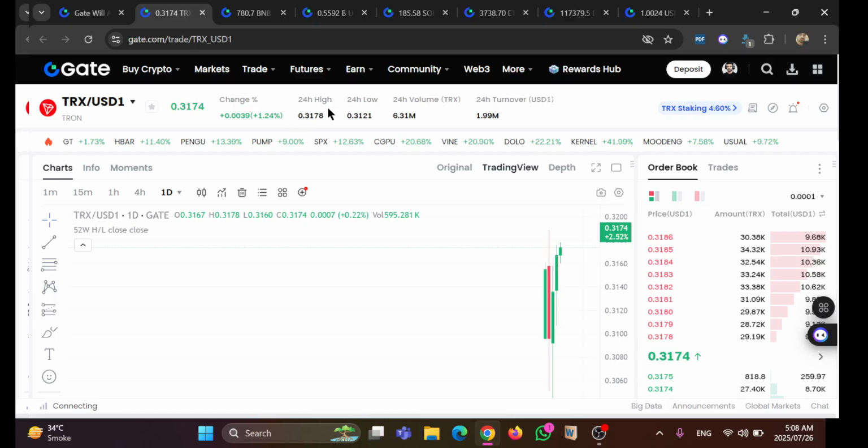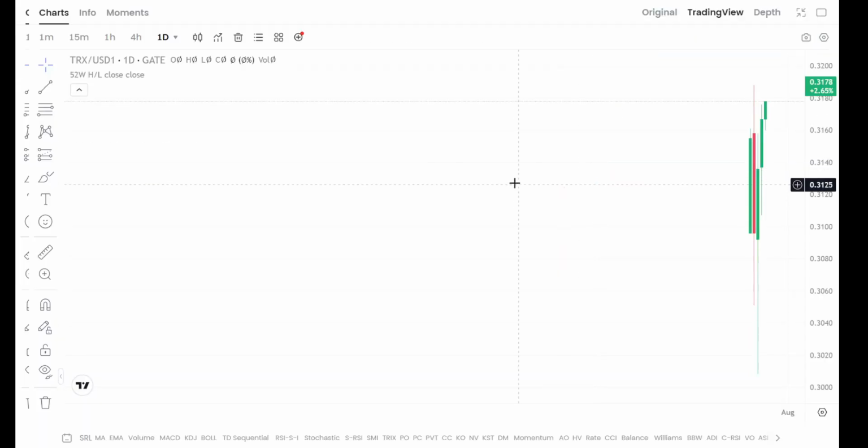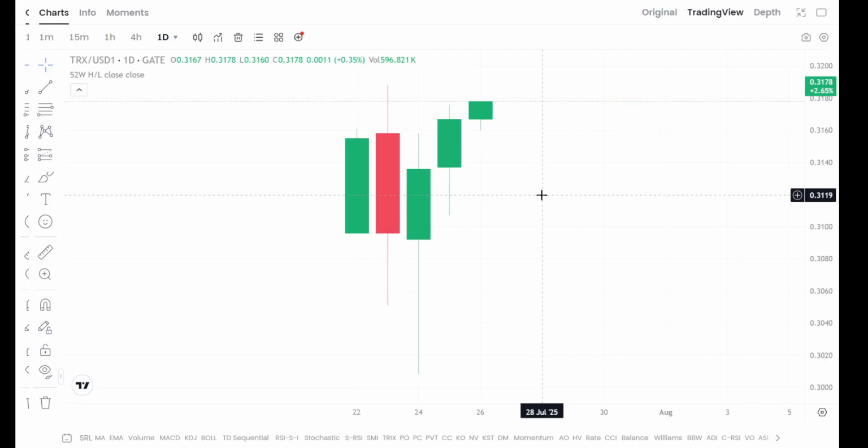In last 24 hours, the highest market price of TRX was 0.3178 USD1, and lowest market price was 0.3121 USD1. And in last 24 hours, 6.31 million TRX has been traded, and 1.99 million USD1 has been traded on this TRX. And let's open the chart of this TRX.